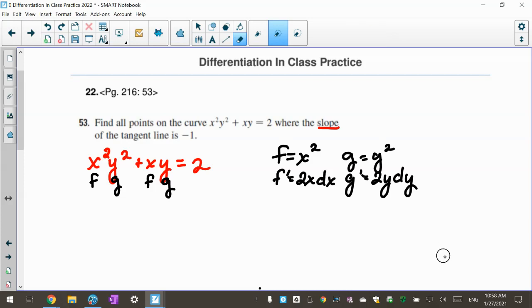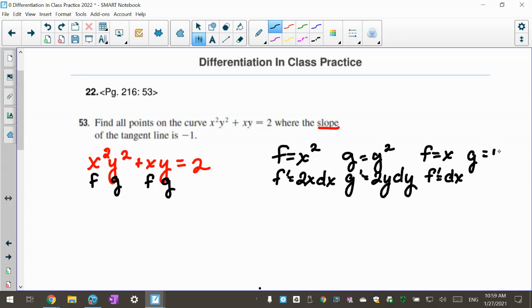Like I said, there's different ways to learn this. This is my favorite and it works very well. The second one is I have x times y. So my first f is x. My f prime is going to be 1 dx. So we're just going to put dx. My g is y. My g prime is, the derivative of y is 1 and it's with respect to y. So we're just going to write dy. So I've got it all set up here to do the derivative.